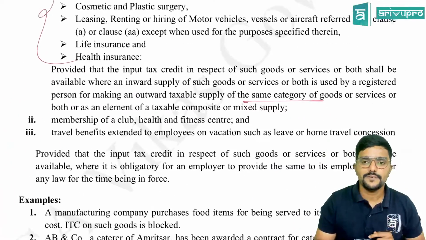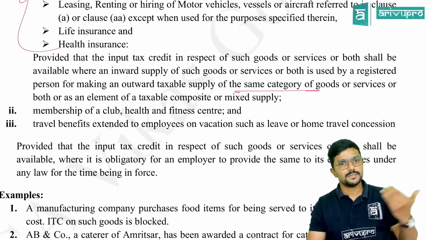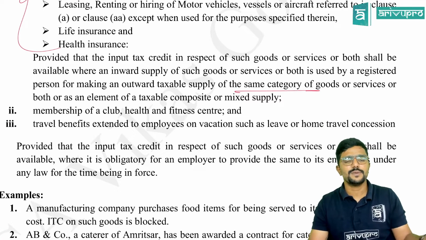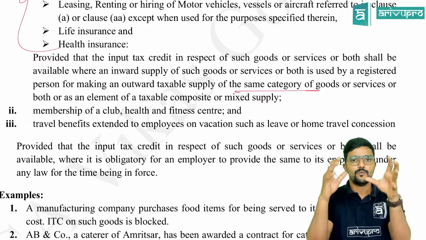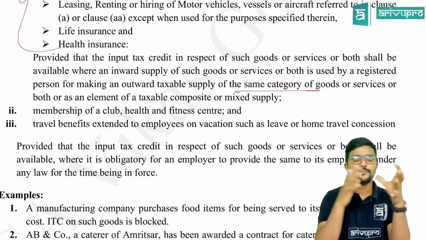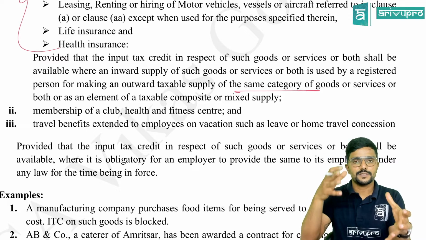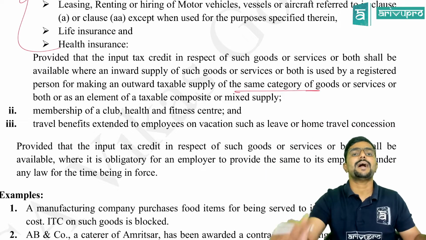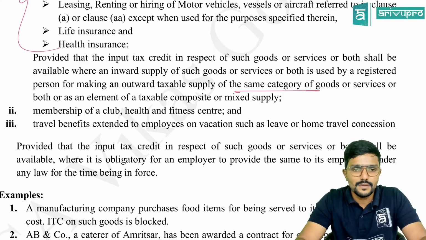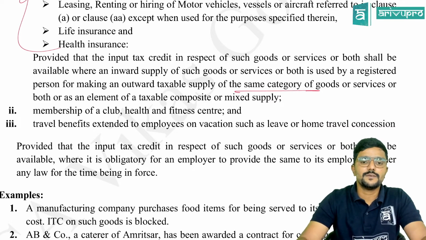Even if it is a part of composite or mixed supply, because here it is actually a part of composite or mixed supply only, because I am supplying one food. I am charging for one food 500 rupees, in which sweet and snacks are a part of it. Clear, guys? So please be careful.